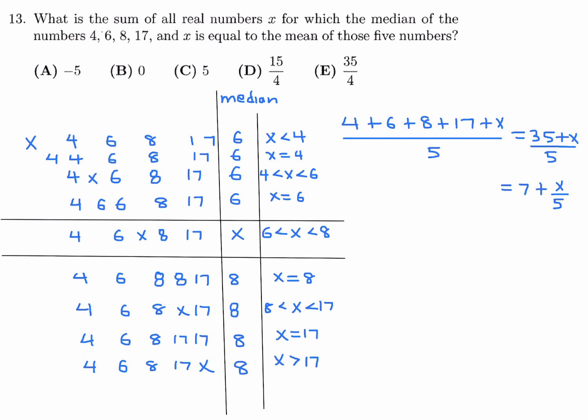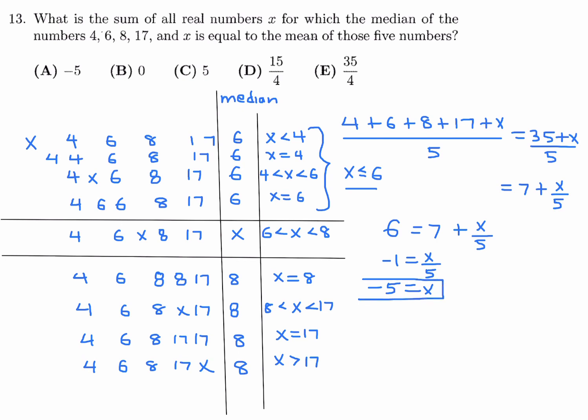Okay, so let's start with the first one, when the median is 6. That means 6 is going to equal the mean. So we have 6 is equal to (7 plus x) over 5. So that means negative 1 is equal to x over 5, so x is equal to negative 5. Does it fall within the range? Well, this range is any value of x that's less than or equal to 6, and x equals negative 5 is within that range.